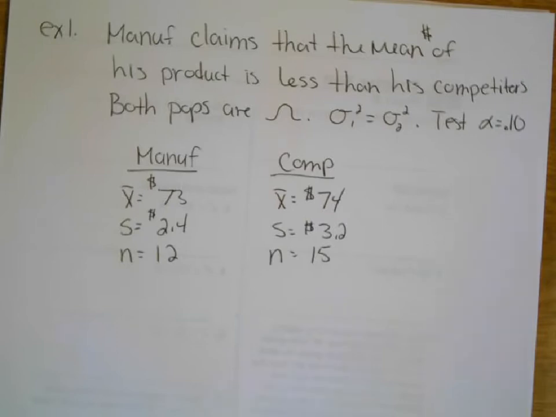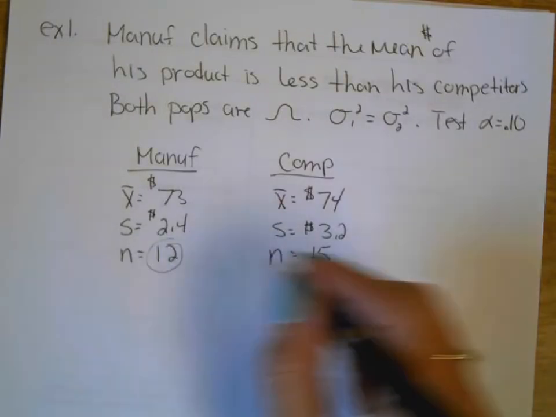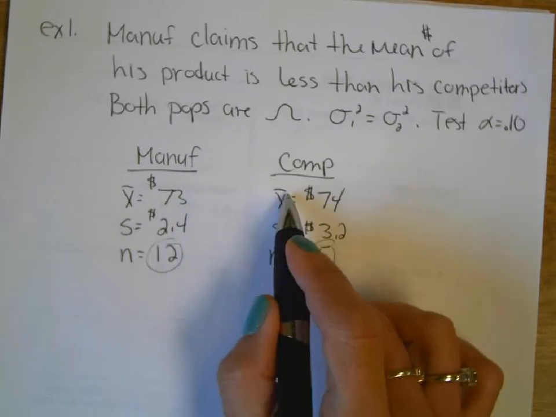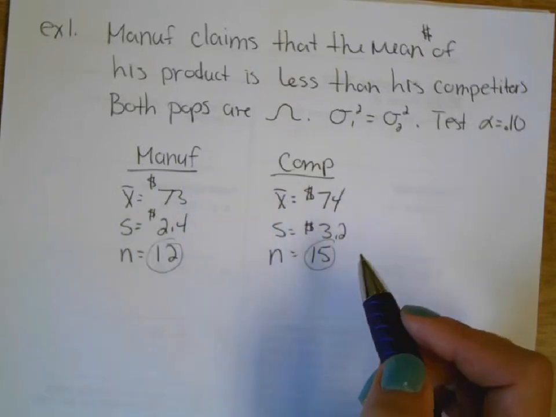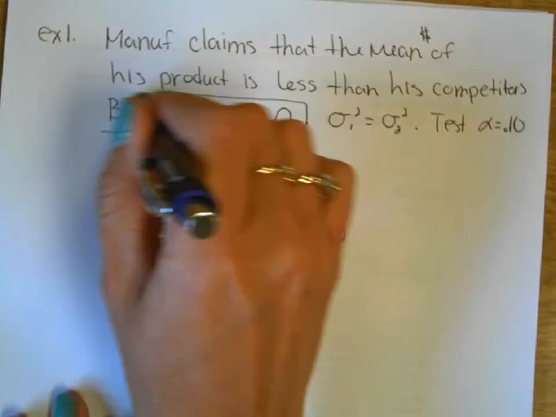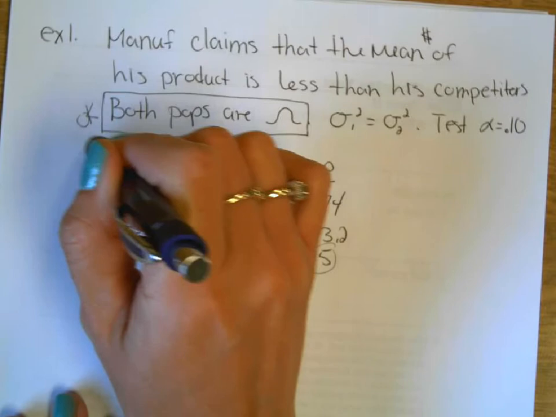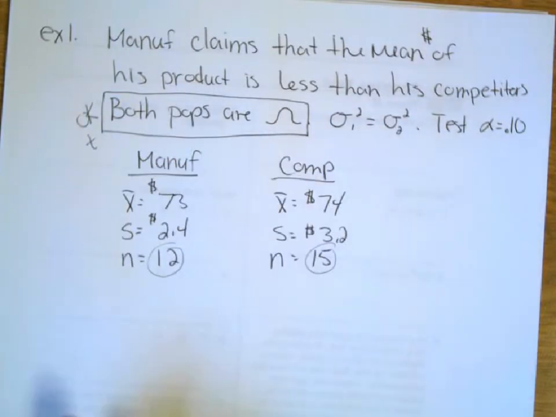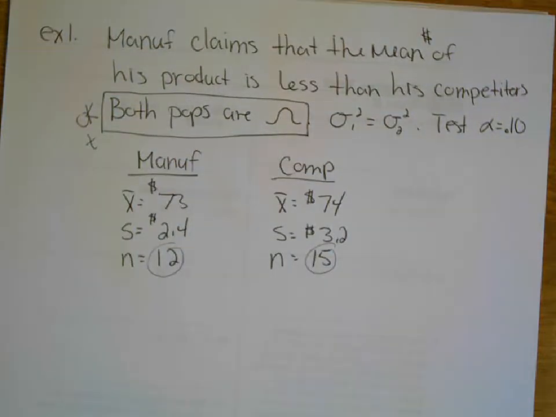So first of all, on a test, realize these are small samples. Dealing with means, we have to know both populations are normal to continue, and I did give you that. So we are okay to move on with t-scores. Even if we didn't know it was a small sample, the variances being equal would be a hint that it would be this section in t-scores.